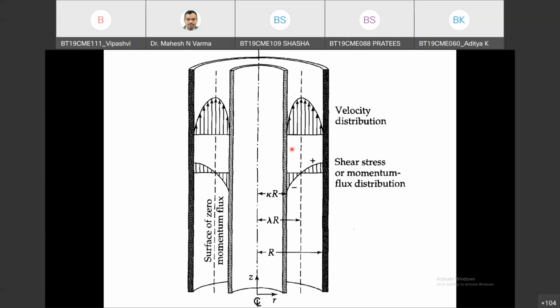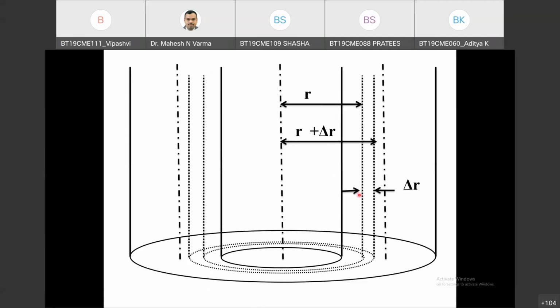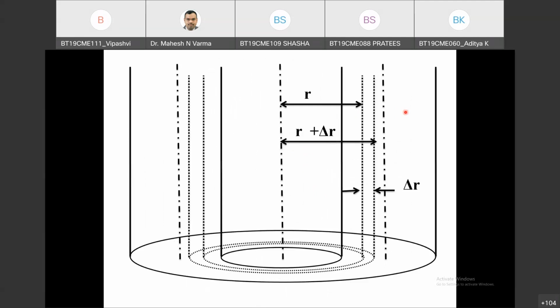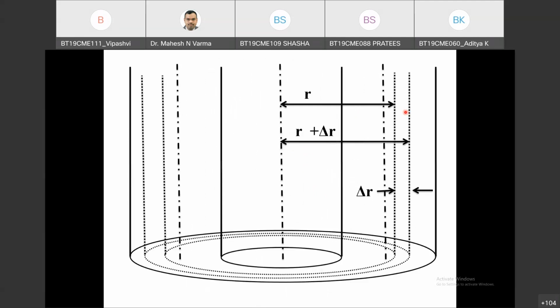If I take a shell in this region, whether there will be any difference? This is what I am telling. I can take a shell in this region, where r varies from r to r plus delta r. And this is also my region, okay? So I'm taking this region. Whether there will be any changes here?